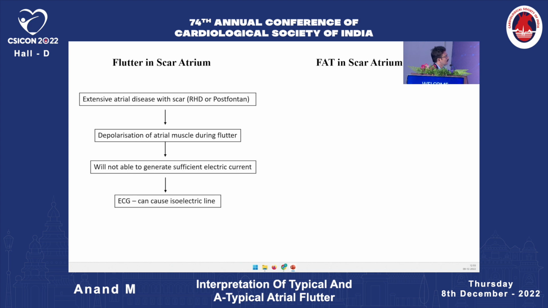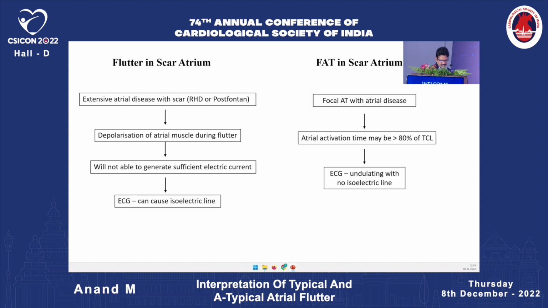In case of focal atrial tachycardia, in patients with extensive atrial disease, intra-atrial activation time may be increased such that the activation of the atrium may occupy more than 80% of the cycle length. Because of this, in the ECG you get an undulating line with no isoelectric line.